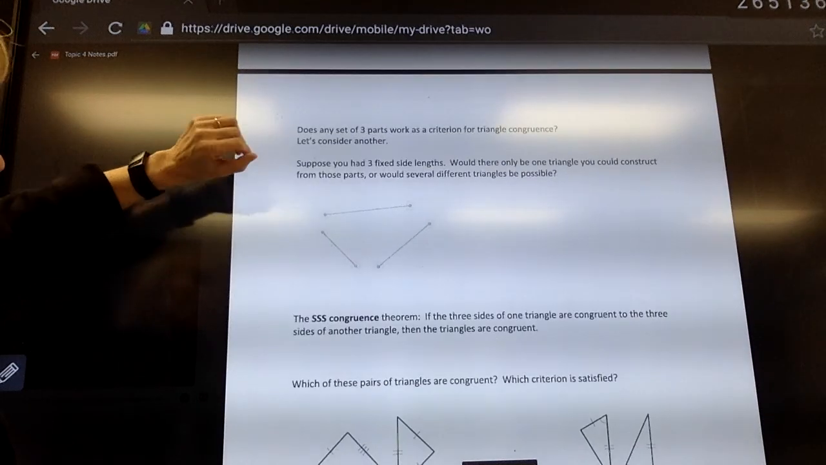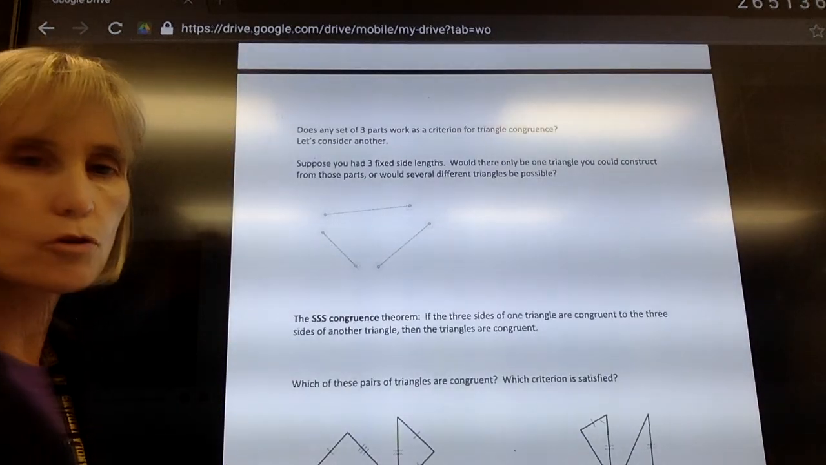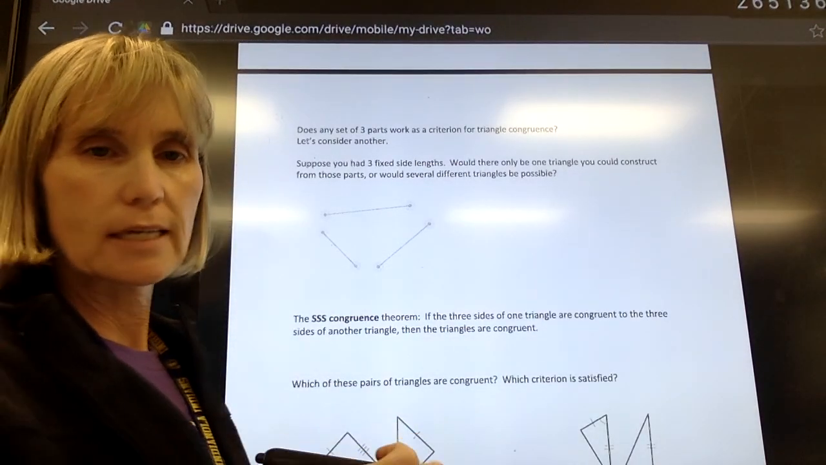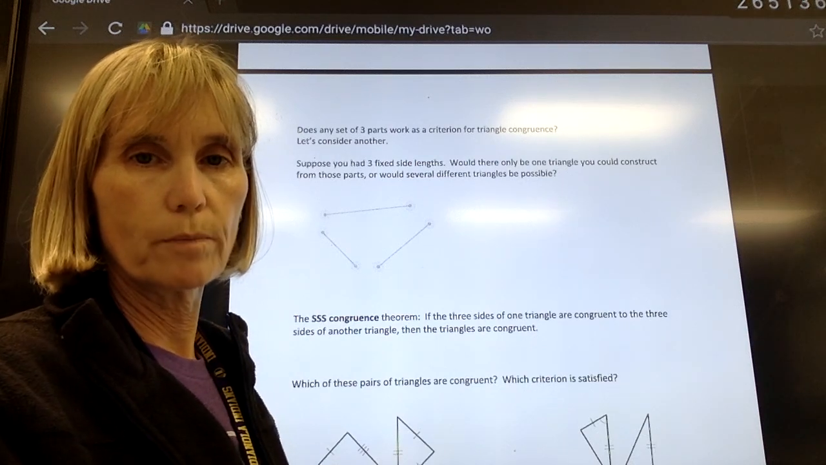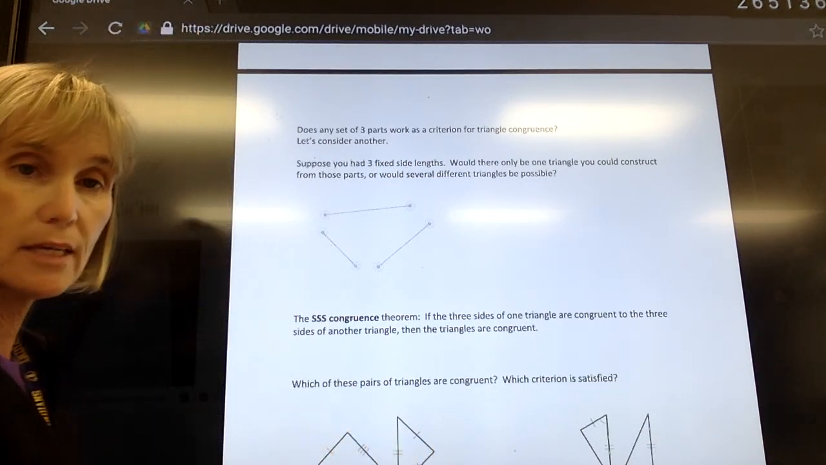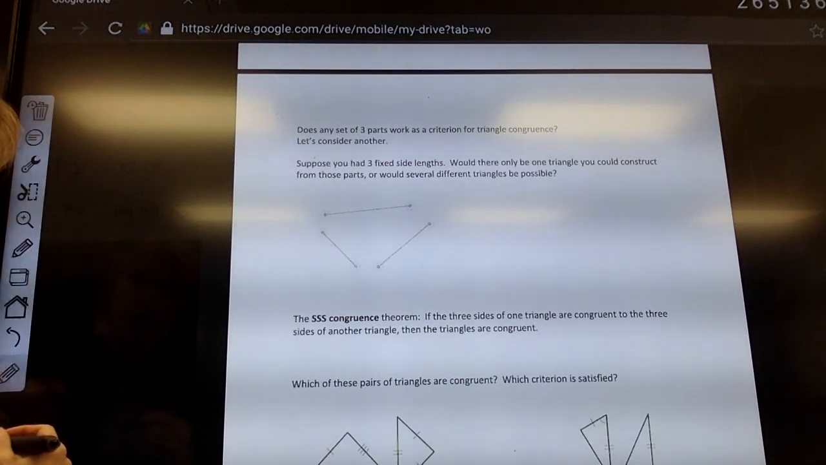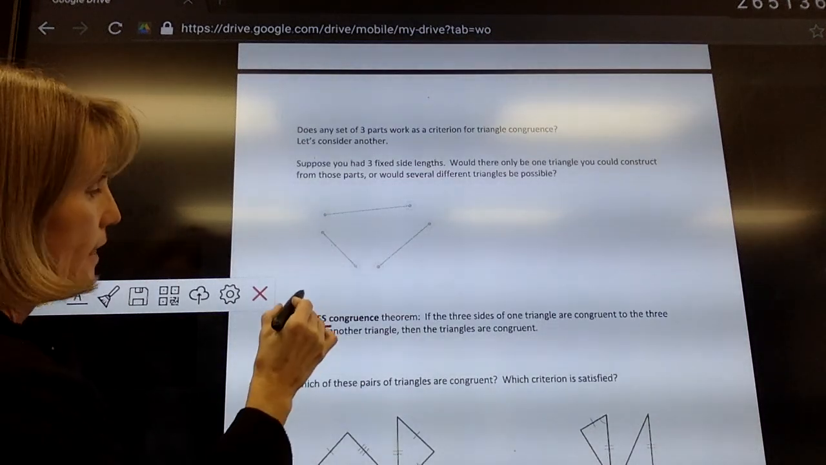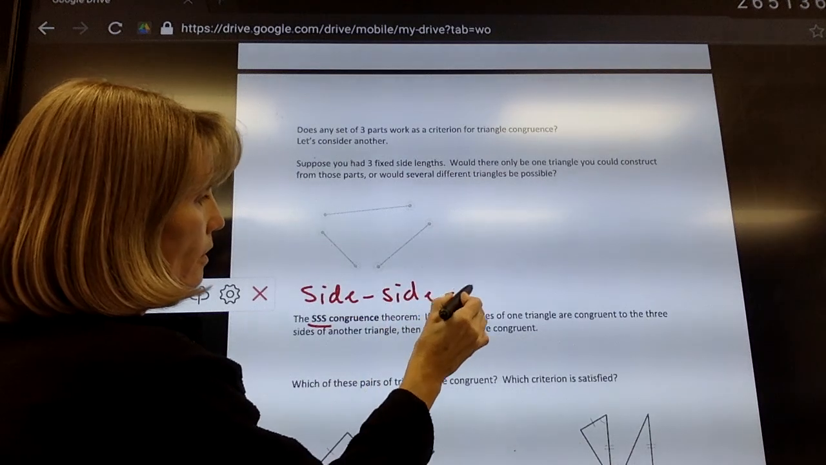Okay, now we also have what's called a side-side-side congruence. So if I gave you three sticks of different lengths and asked you to see how many different triangles you can form, well, there would only be one combination that you could form. And so not only do we have the side, angle, side criteria, but we have what's called SSS, and that stands for side, side, side.